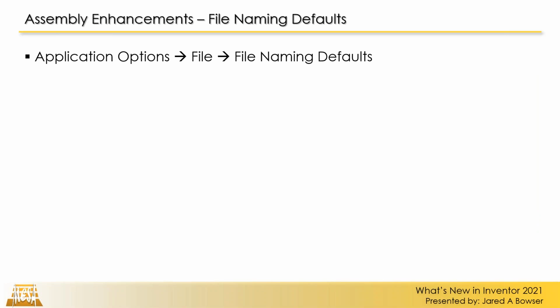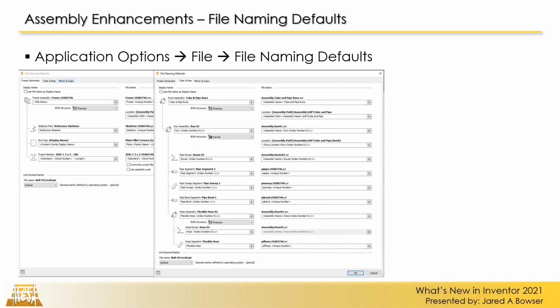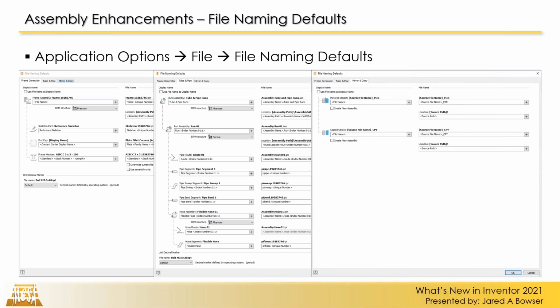New file naming defaults. We've seen in the past couple releases the ability to change the way file defaults are set up in things like frame generator. Well, now we have more control, and this is back in our application options, which I'll show you in a moment. This is going to give us more control on the frame generator of how we set up the default naming scheme. Tube and pipe as well, how we set up the default naming scheme for our routes, our segments, our pipes, and also on the mirror and copy command.